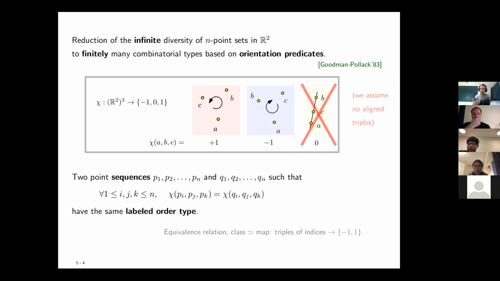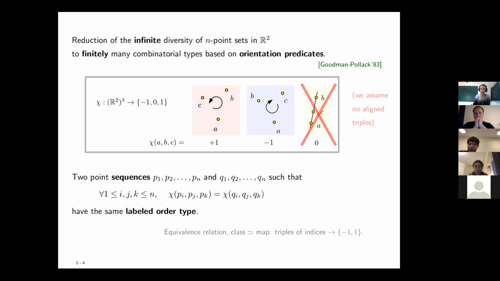Okay, and that's what the notion of labeled order type does. Two point sequences have the same labeled order types if every time you take the orientation of 3 points from the one sequence, you get the same answer as taking the orientation of 3 points from the other sequence with the same indices.